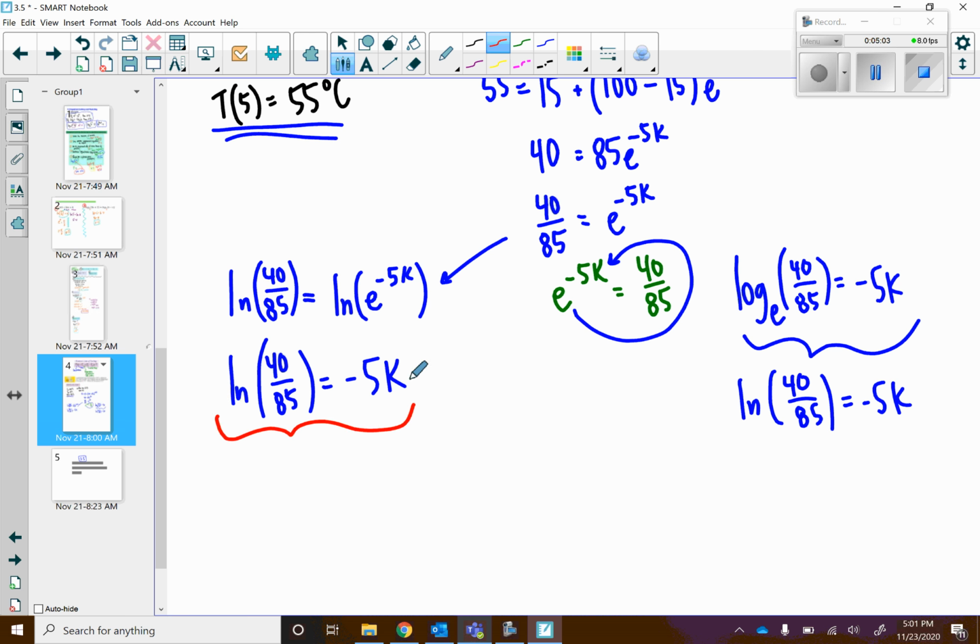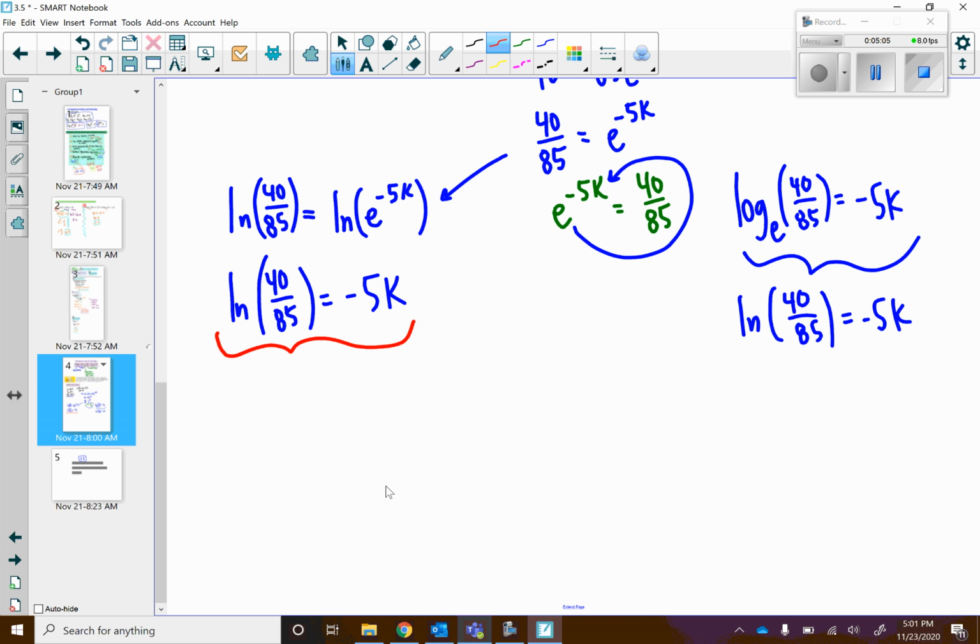From here, we would solve with our calculators. Type in natural log of 40 divided by 85, get that decimal, then divide it by negative 5 to solve for k. If you want to pause the video right now to see if you can get it, do so. Otherwise, k is equal to 0.151.